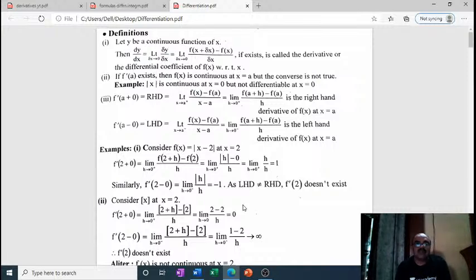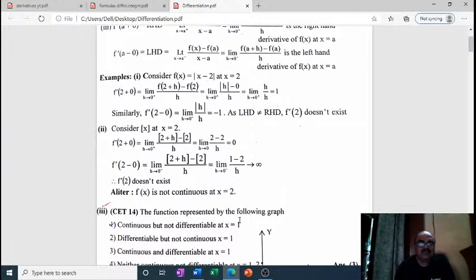Second, if f dash a exists, then f of x is continuous at x equal to a, but the converse is not true. I would like to help you with an example. Mod x is continuous at x equal to 0, but not differentiable at x equal to 0. Let's go ahead looking at some more examples.